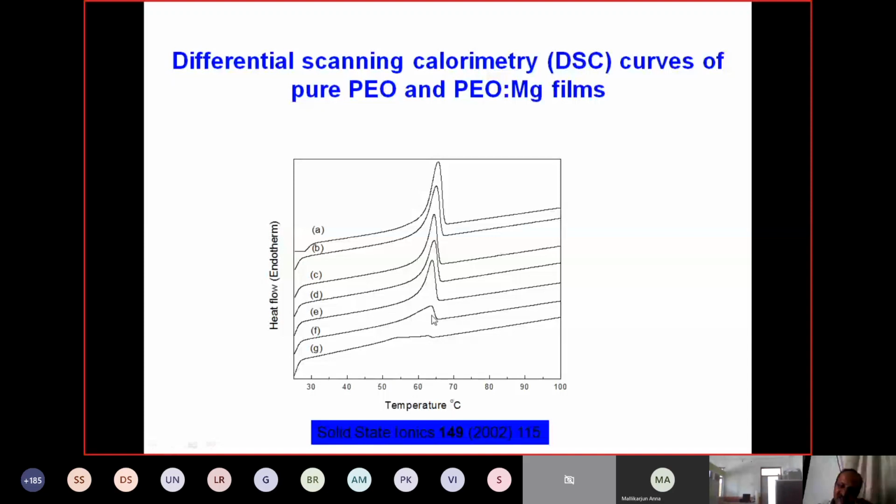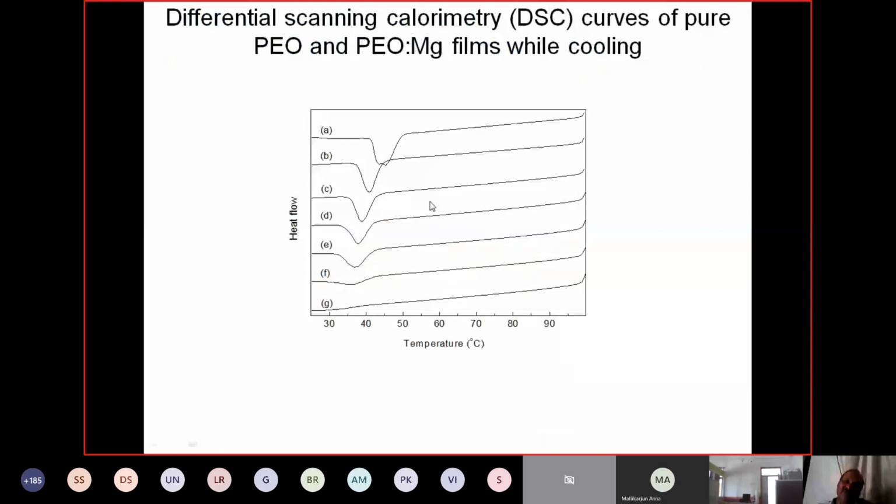You see here, this is the cooling. That means when you heat that material and then cool it, how the crystallization takes place. We heat the polymer, then slowly cool it down, and it crystallizes again. But this is the one where we added a smaller amount of salt, and the peak shifts towards lower temperature. Like that, when we add a higher amount, you will not see any crystallization peak here. That means it totally disrupts the crystal structure of the polymer.